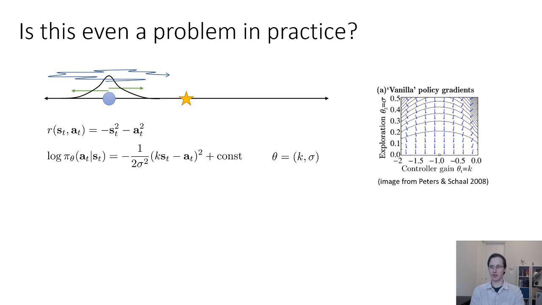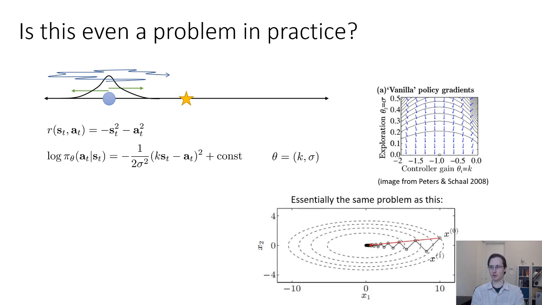Intuitively, the reason this is happening is that k and sigma affect the probabilities to different degrees. And because sigma affects the probabilities so much more when it's small, the corresponding gradient component is much larger. And simply staying within a fixed ball in theta space, even in this very simple two-dimensional space, is just not enough. So it's essentially the same as a very ill-conditioned optimization problem.